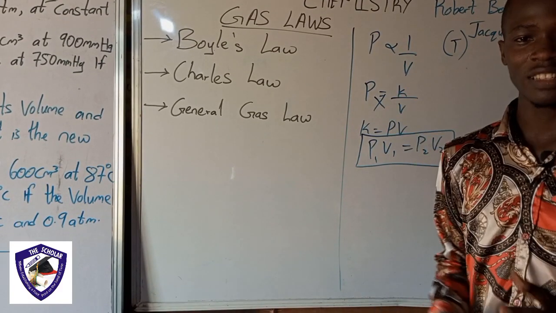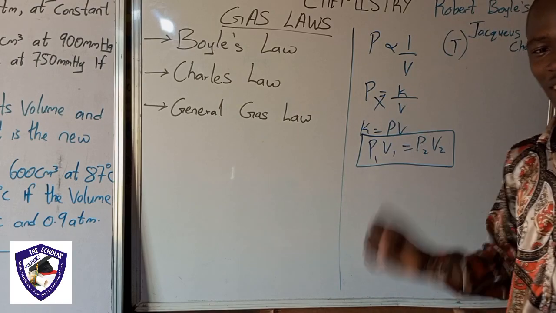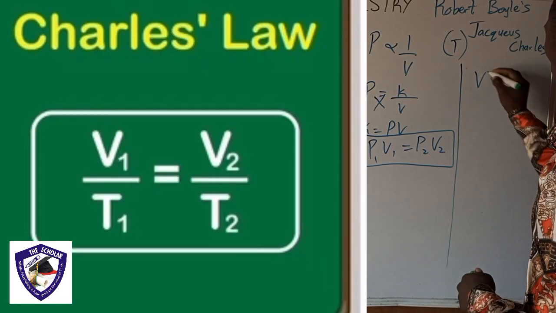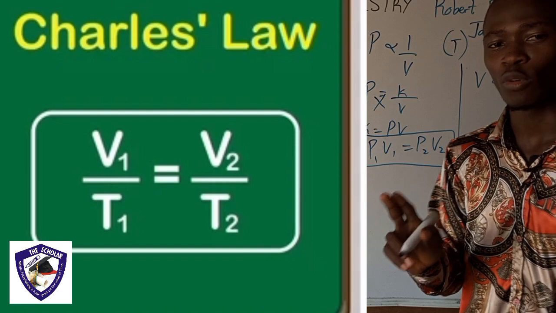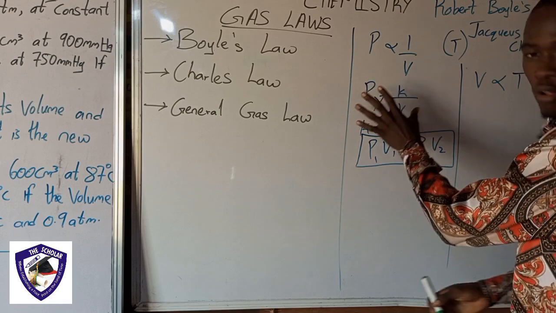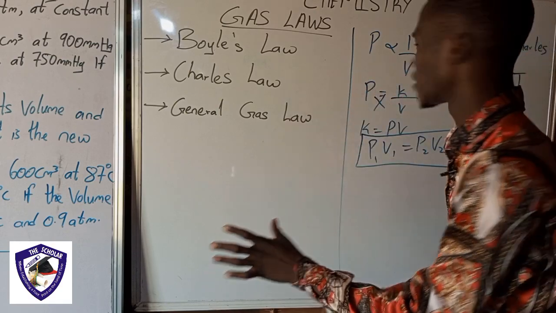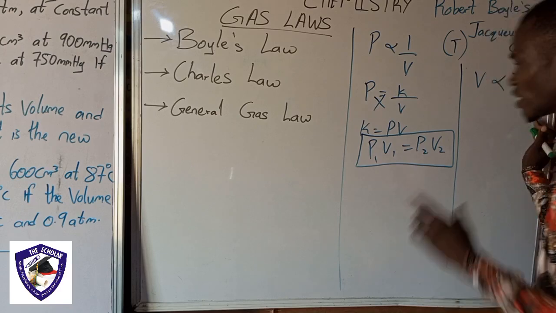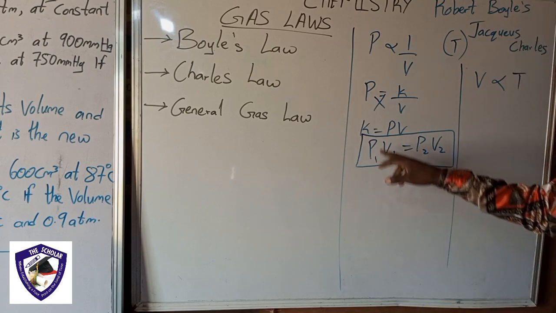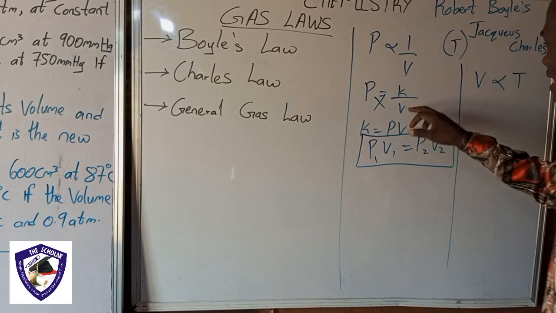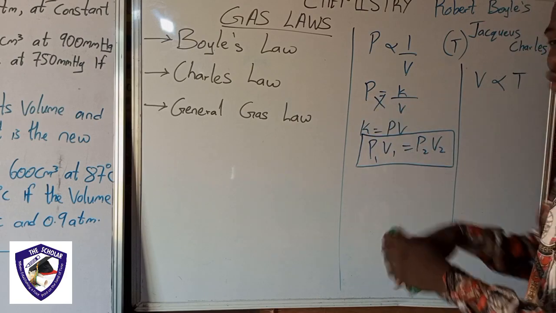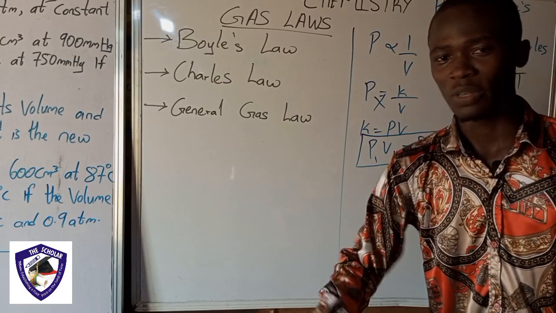Now, Jacques Charles states that the volume of a given mass of gas is directly proportional to its absolute temperature at constant pressure. For Boyle's law, the temperature is constant, while for Charles' law, the pressure is constant. It means if this pressure is doubled, then the volume will be halved. Do you understand? If this pressure is doubled, then your volume will be halved.